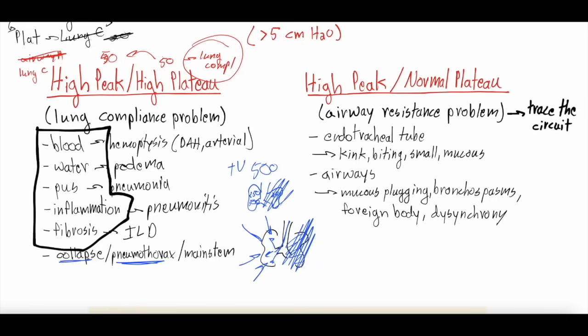Okay? So if you're not ventilating both lungs the way you think you are, whether you main stem the intubation or have a pneumothorax or have some degree of collapse, then otherwise blood, water, pus, inflammation, fibrosis are the things that can cause abnormal lung compliance, which is the high peak and high plateau pressure.